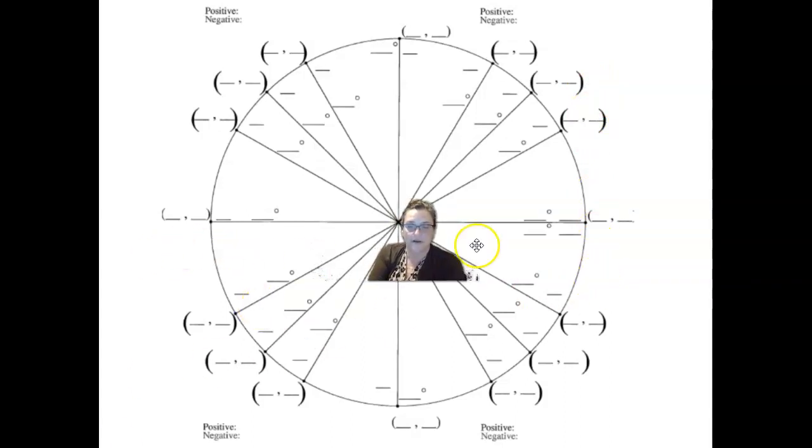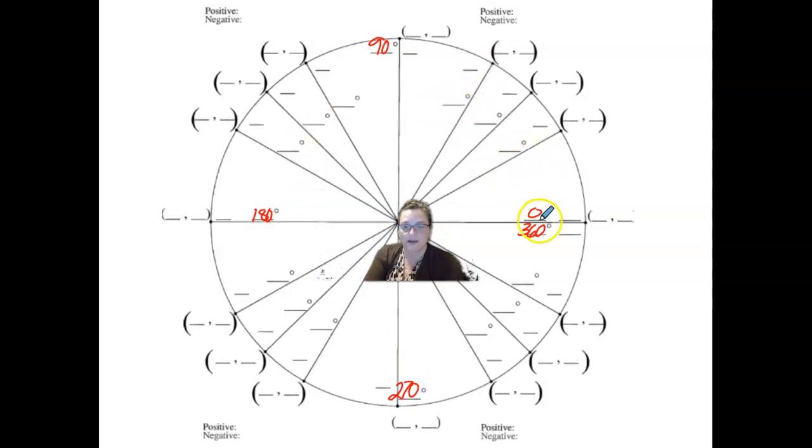Okay, so counting in degrees around the circle, we start at 0 and go to 360 for one full revolution. Half of 360 is 180. Half of 180 is 90. And then this would be 1 times 90, 2 times 90, 3 times 90 is 270.